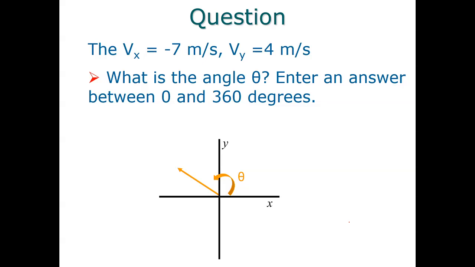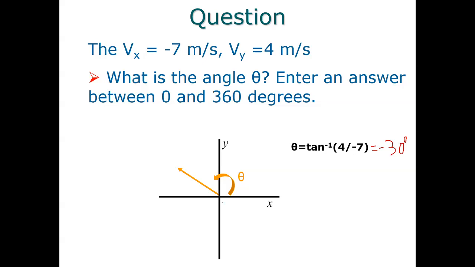Okay, so we have an example to do. We have an object that is moving at -7 meters per second in the x direction and 4 meters per second in the y direction. To solve this, we take the inverse tangent of 4, so that's our y component, 4 meters per second, over our x component, -7, and then we plug that into our calculator. If we do that, what do we get? We get -30 degrees.